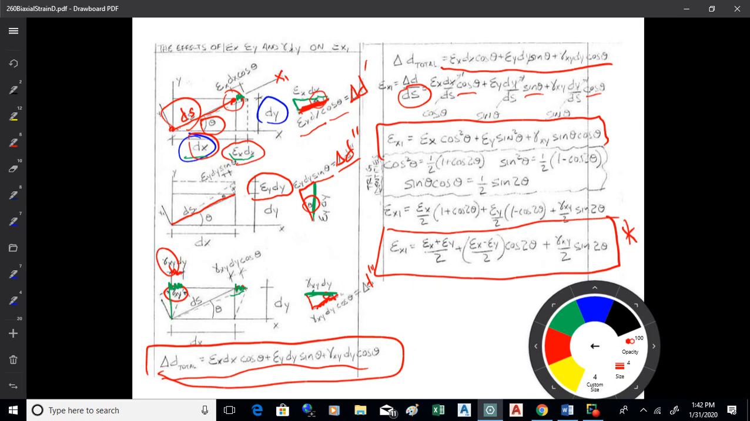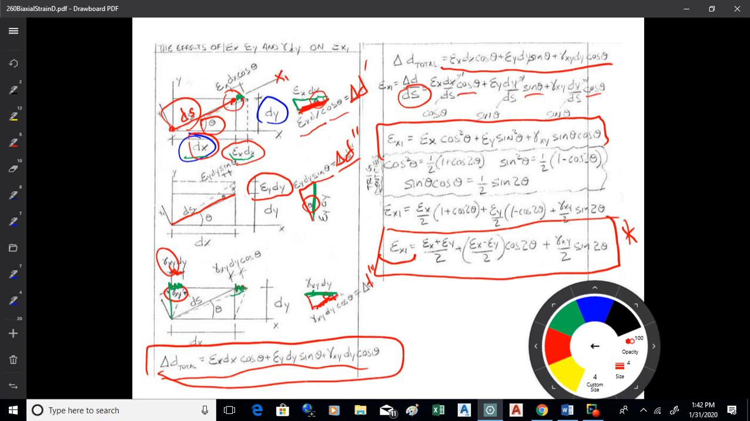Okay. So what that tells me is the strain at some angle, I'll call that epsilon x1, is epsilon x plus epsilon y over 2, plus epsilon x minus epsilon y over 2 cosine 2 theta, plus gamma xy over 2 sine 2 theta. Okay? So what I'm going to do here, if I know the normal strain in the x direction, epsilon x, and normal strain in the y direction, epsilon y, and I know the original gamma xy, shear strain in the xy direction, and I know an angle that I'm interested in, I can calculate the normal strain at that angle using that formula.